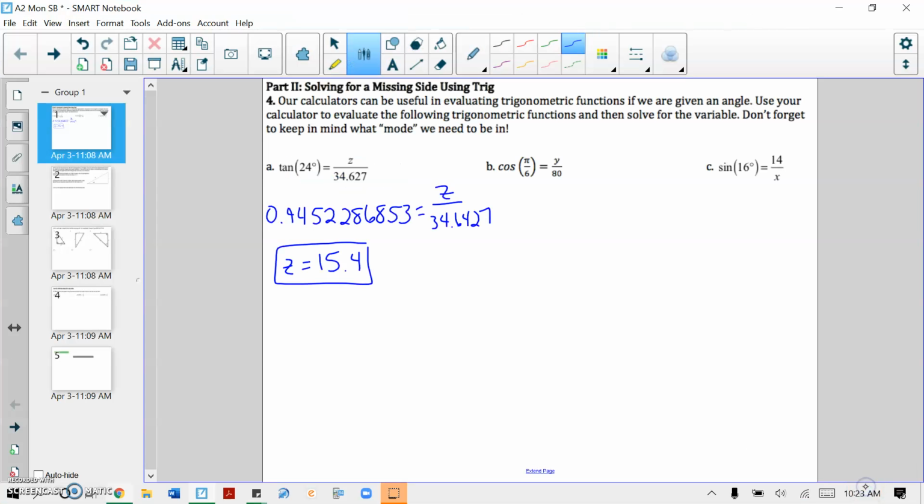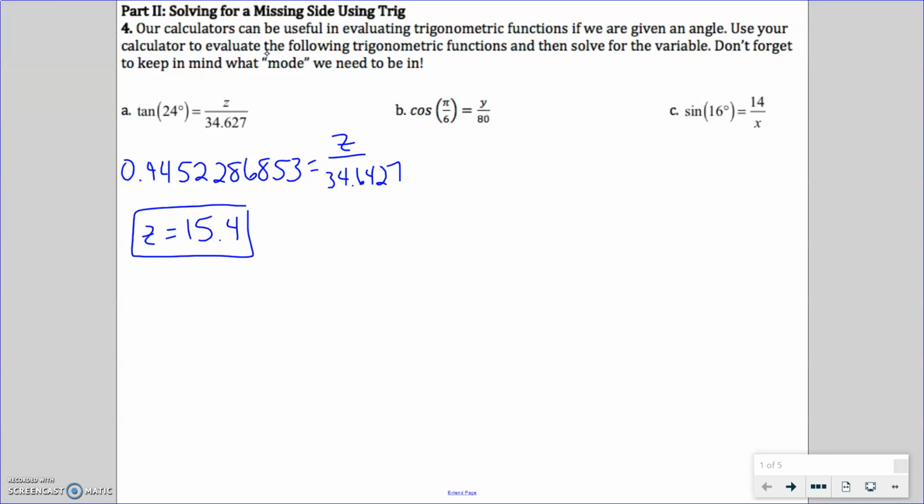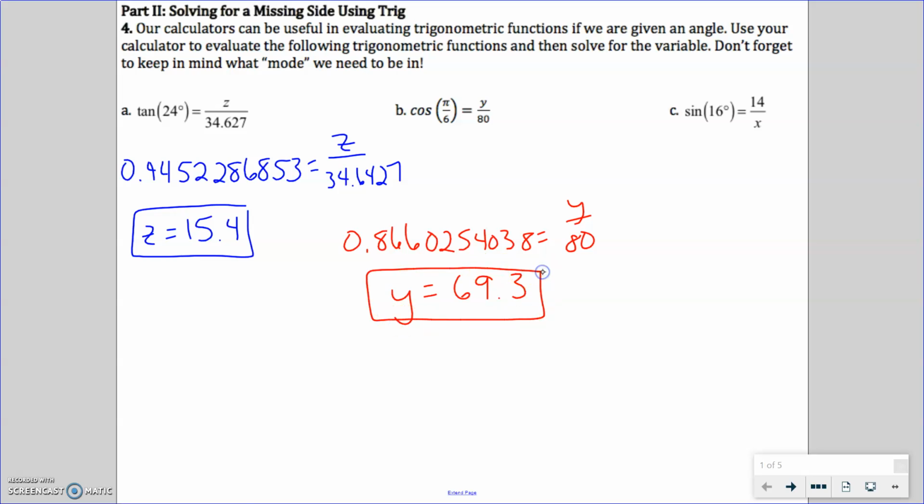Okay, if we look at this next one, it's cosine of pi over 6. That means I need to be in radian mode. So I'm going to go back into mode on my calculator, make sure I'm in radian mode, and type in cosine of pi divided by 6. And I get 0.866. Okay, big old decimal, right? Same idea. If I'm trying to solve for y, I need to multiply both sides by 80. And if I round to one decimal place, I get 69.3.